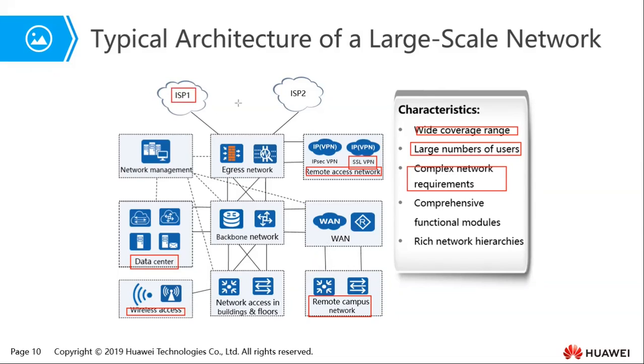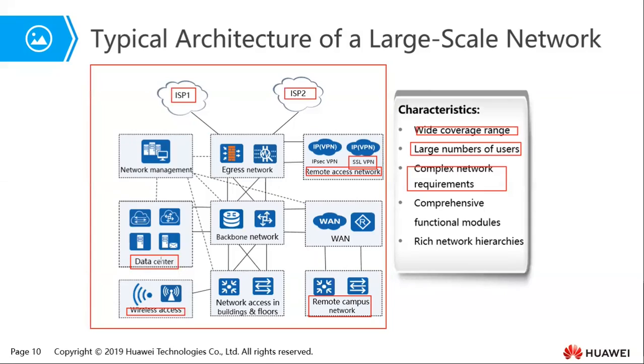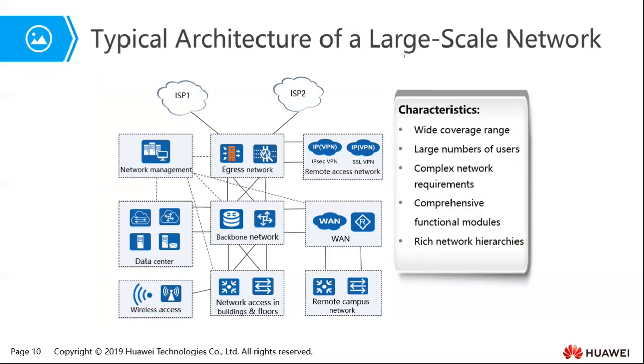You can also see that we implement redundancy. We are actually connected to 2 ISPs. Now, most campuses, most universities that have grown beyond reasonable doubt implement such a large-scale network architecture. So they have comprehensive and functional modules, and they have rich network hierarchies. Those are some of the characteristics of a large-scale network.